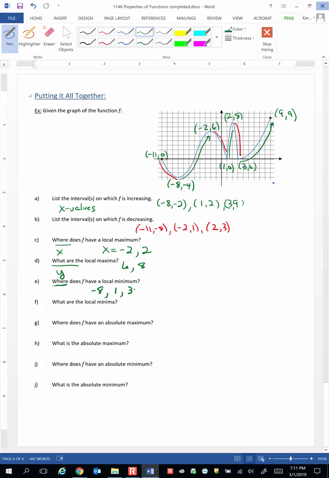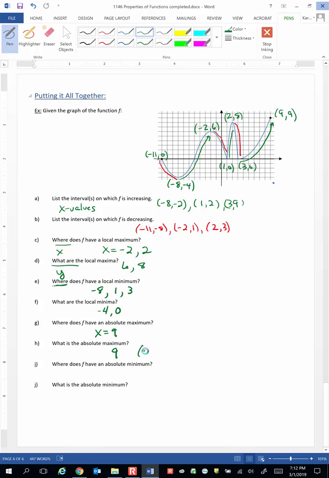Part F, what are the local minima? Well, that's the y values. So I have -4 and 0 happened at 1 and at 3. Part G, where does f have an absolute maximum? Well, the highest point on this graph on its domain from -11 to +9 is the y value of 9. So at x equals 9 is the absolute maximum, and the absolute maximum also happens to be 9.